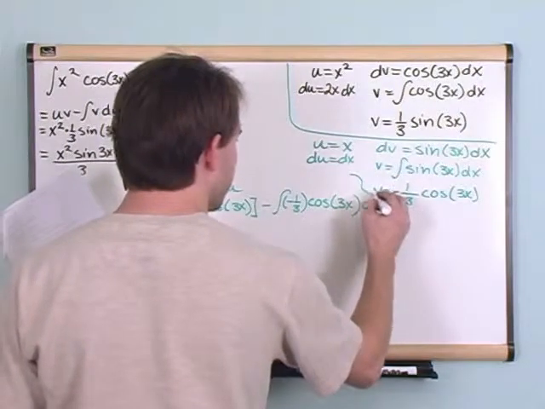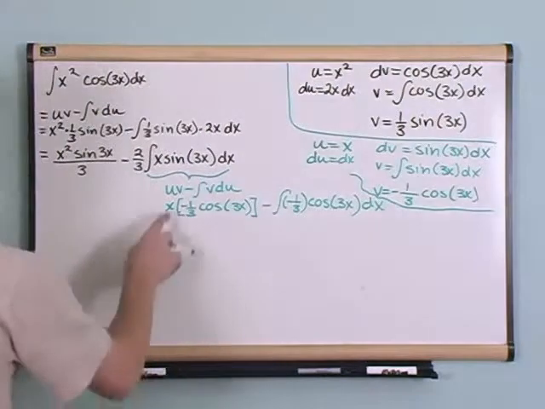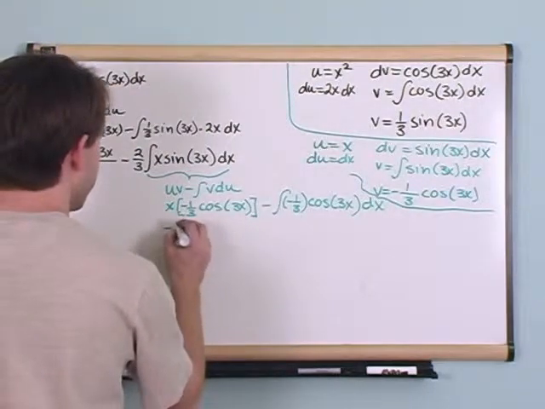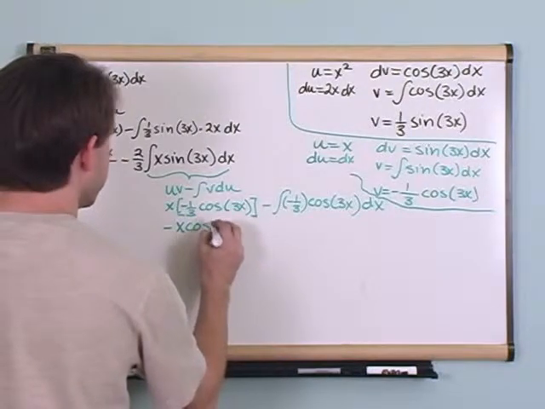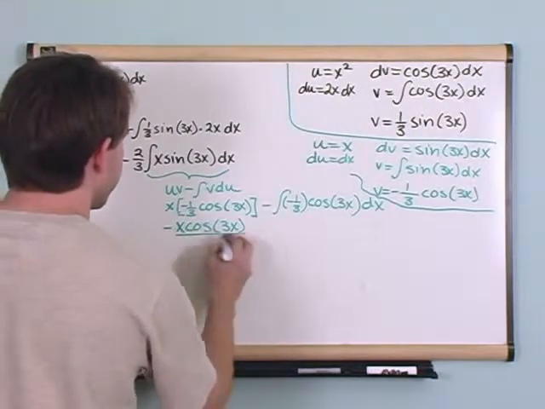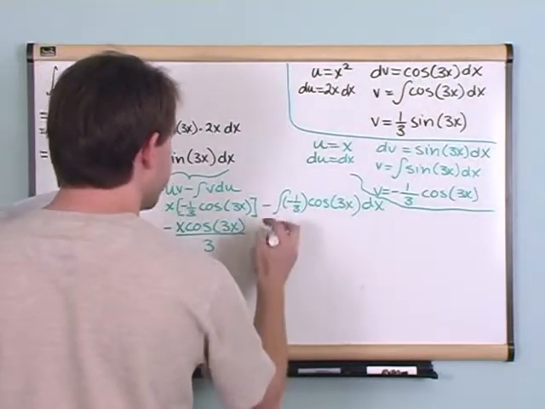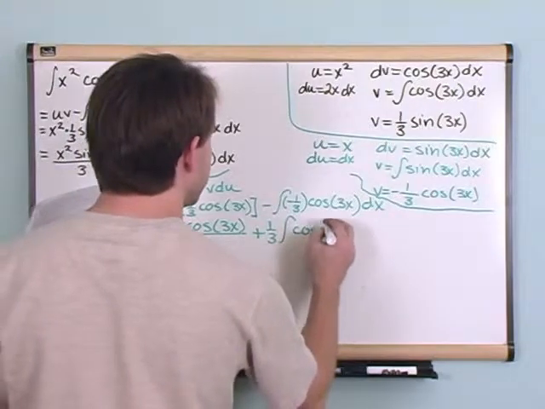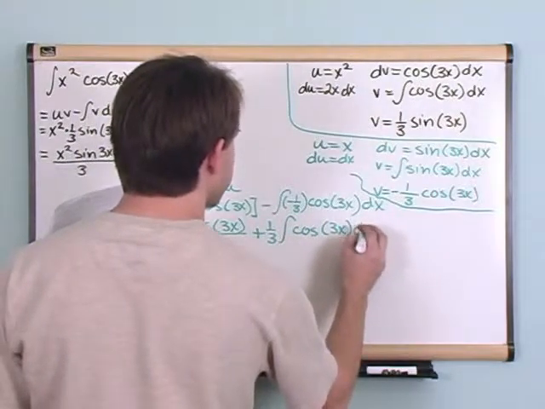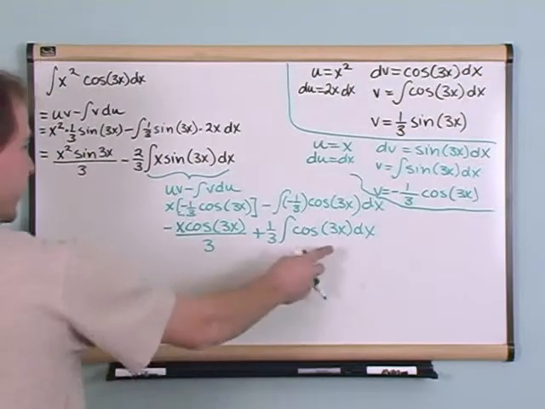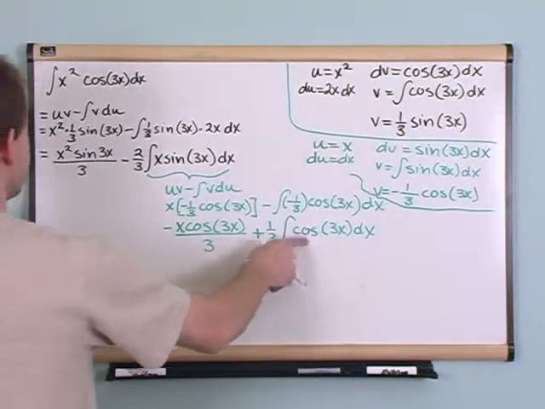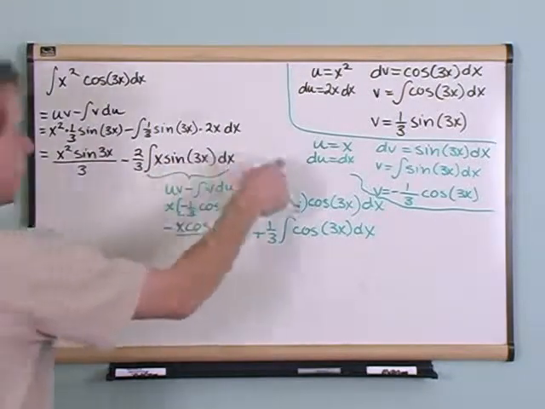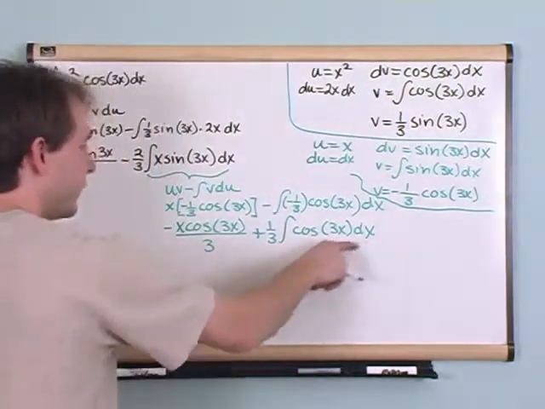I'm going to draw a little divider through here like this. So it's uv minus integral v du, that's all we've done. Let's rewrite it. We'll have negative x times cosine of 3x over 3. Negative times negative gives me a positive 1/3 times the integral of cosine 3x dx. Now, you see I've got another integral to solve, but this one's even simpler. So we started here, we had another integral to solve, but we still had to use integration by parts, and when we did it on this one, we ended up with another integral to solve, but this one's even easier.